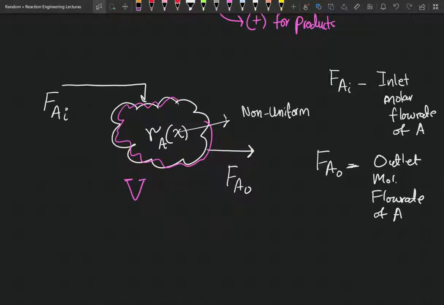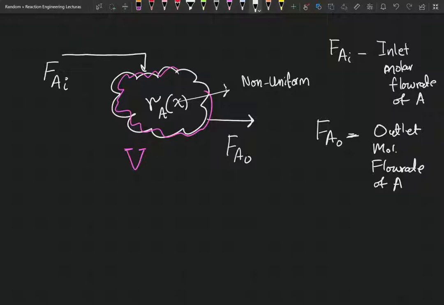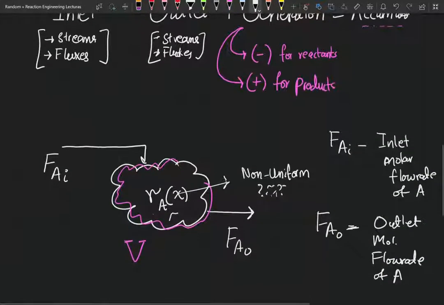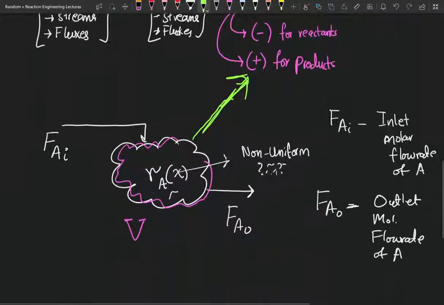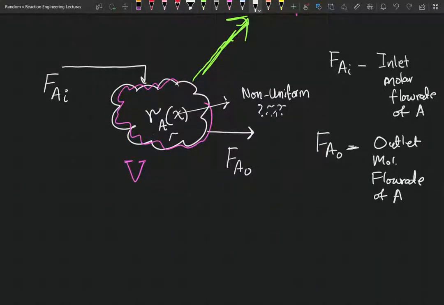I hope you guys are following. So, if this is varying with space, if this is not uniform, how are we gonna adjust this into our generation term? All right, how the hell? Well, don't worry guys, let's write the balance.